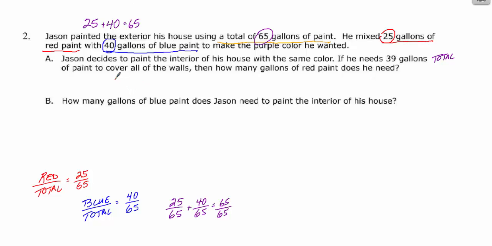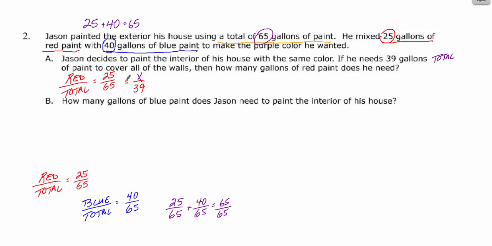So here's what I already know. I know that the red to the total, boom, 25 to 65. Now what we're saying is, okay, that's great, but what if instead of 65, he just needs 39? He doesn't need 65 total now. He needs 39 total. How much red will he need? So that gives me a proportion problem. That gives me some cross multiplication to do.